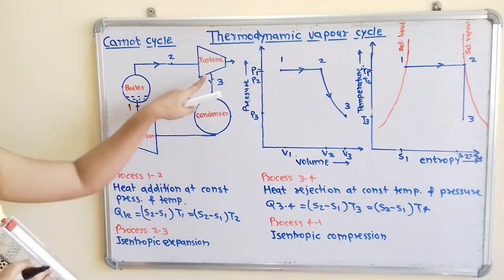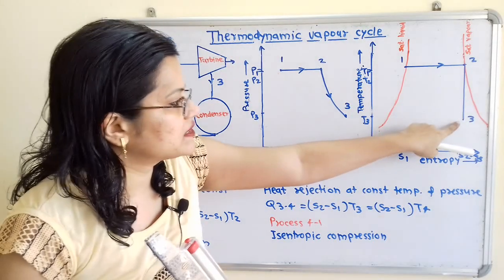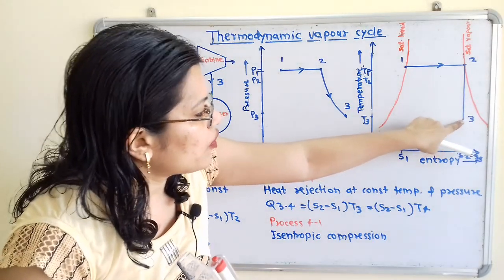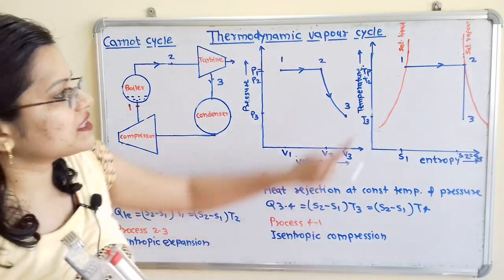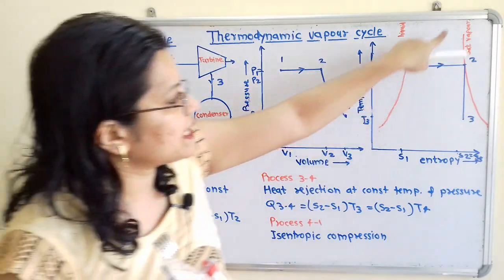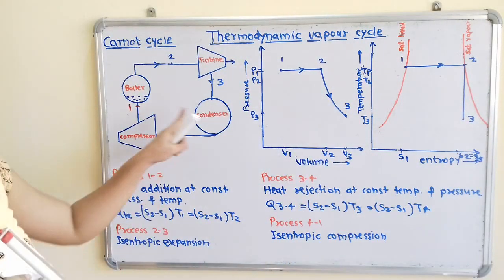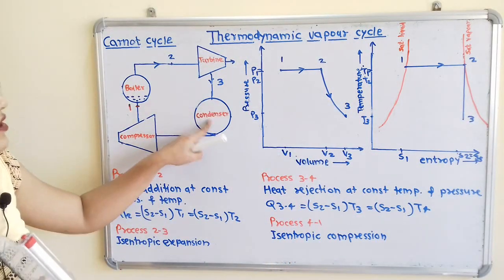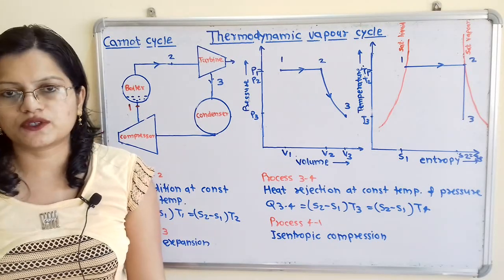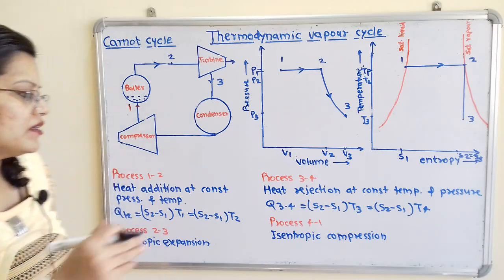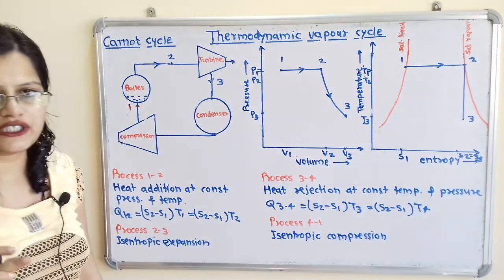If we observe, this steam is having condition that is wet steam. So we will observe what is here the location of this point 3. So it is in between the saturated liquid line and saturated vapor line. So this is the wet steam, and this wet steam is again moving to the condenser for the cooling process, or the heat rejection process is taking place. So this heat rejection process is at constant temperature and pressure.